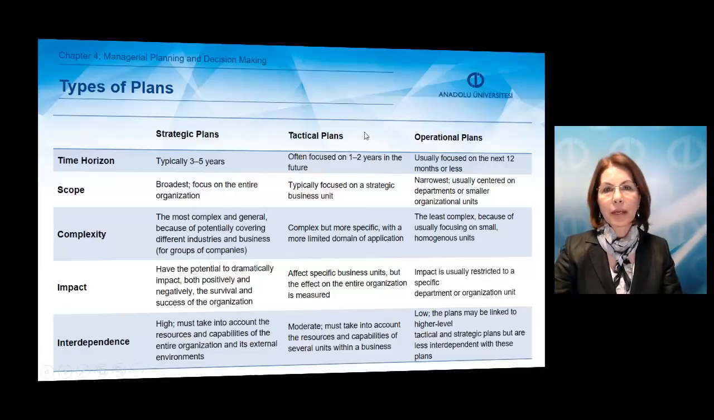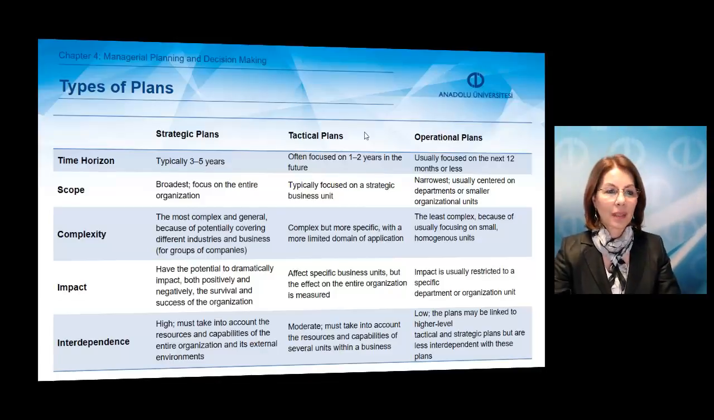Let's look at some characteristics of the types of plans here. Strategic plans have the broadest scope, which affects the entire organization. At the same time, due to its scope, they are the most complicated ones. They're general because they need to cover the whole organization, all departments, all levels of the hierarchy in a business organization.